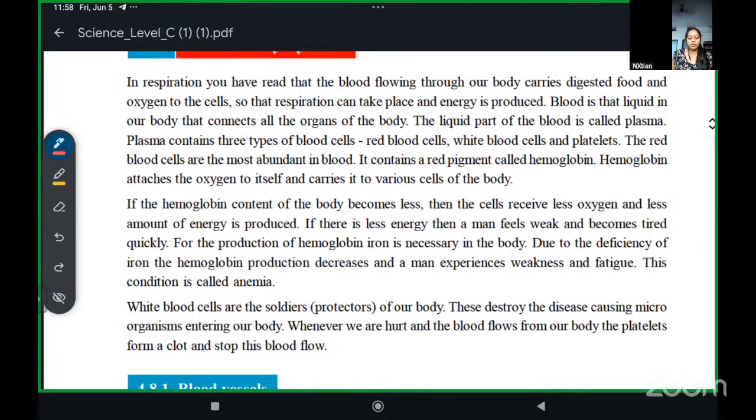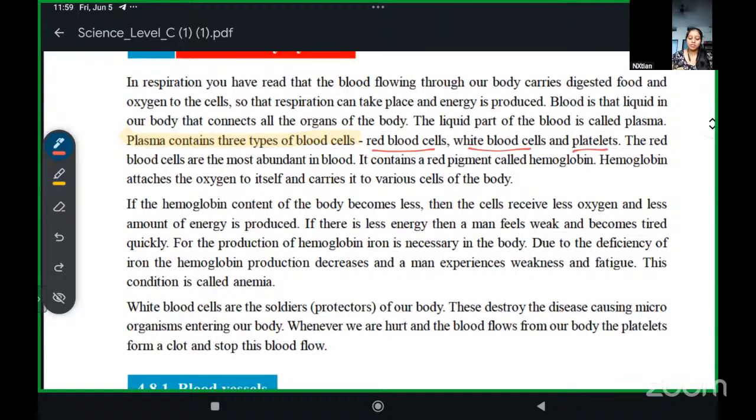Blood is that liquid in our body that connects all the organs of our body, because it keeps flowing in us. So it connects all of it together. Now, the liquid part of the blood is called plasma. The blood that we have inside us is called plasma, and it has three types of blood cells. The plasma has three types of blood cells, namely the RBC, red blood cells, WBC, white blood cells, and platelets. Three things are there.